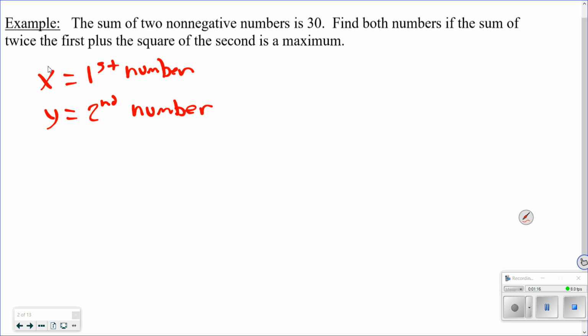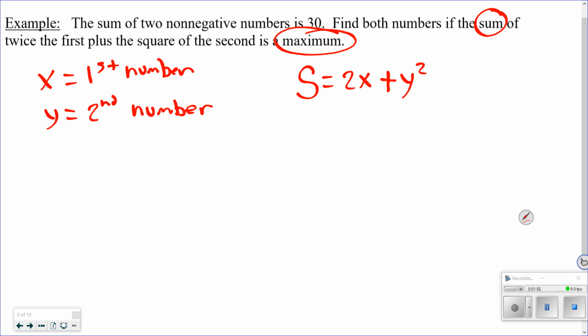Okay, second step is to come up with our primary equation. Remember, the primary equation has to involve whatever you're trying to maximize or minimize. So the second sentence there says find both numbers if the sum of twice the first plus the square of the second is a maximum. So it's really that sum right there that we're trying to maximize. So that's going to be my primary equation. I'm going to say S is my sum. So S is equal to twice the first plus the square of the second. All right, so there's my primary equation.